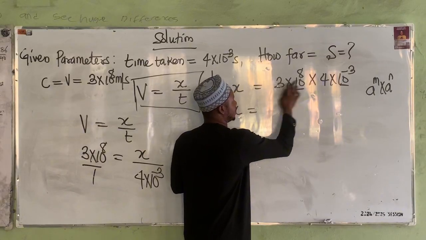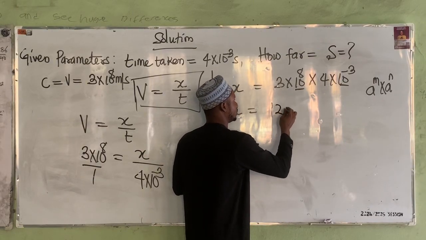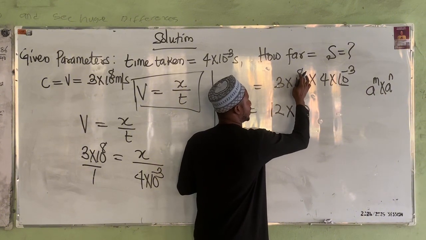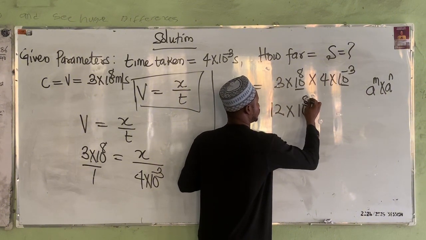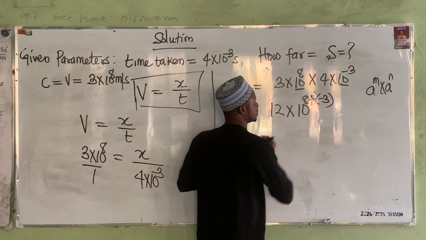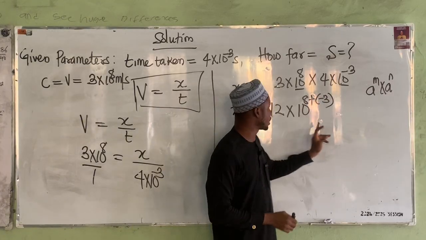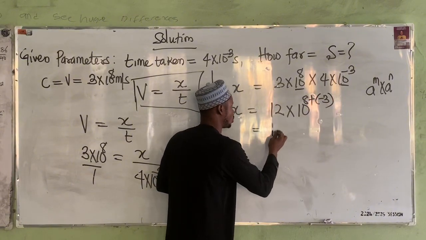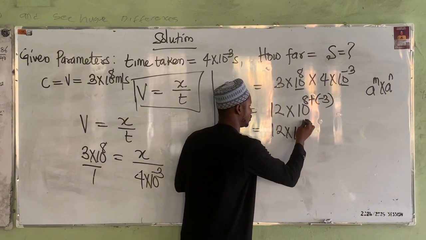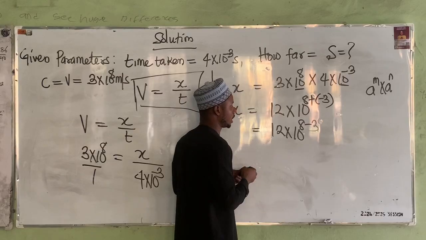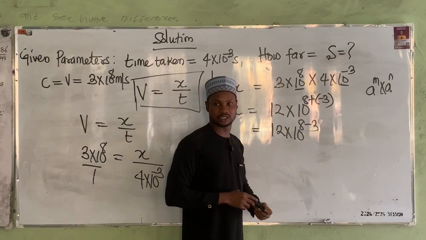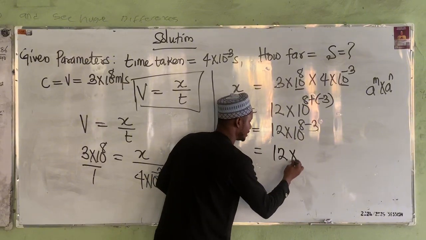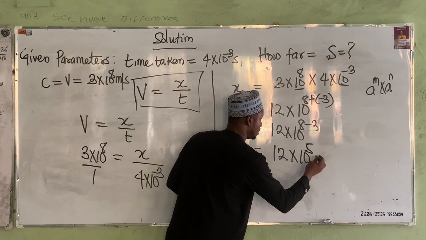3 times 4, what is the answer? 12. So this and this are the same, take only one. Let's add up their powers. 8 plus minus 3, like this. From the law, please take note. So class, plus times minus, what is the answer? Minus. So I will have 12 times 10 raised to the power of 8 minus 3. So class, 8 minus 3, what is the answer please? 5. So I will have 12 times 10 raised to the power of 5 in meters.